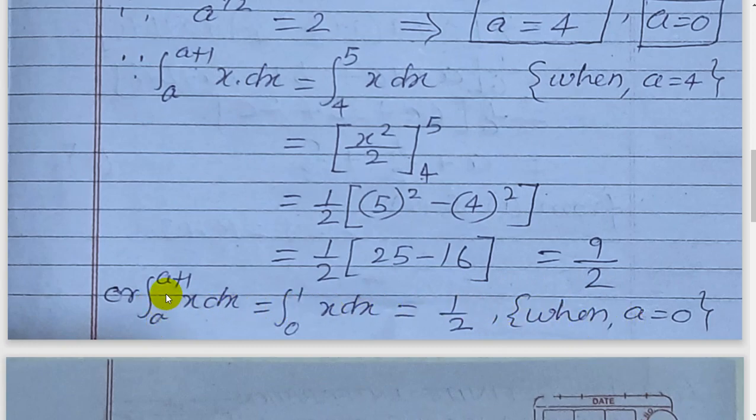So the integral from a to a plus 1 of x dx becomes the integral from 0 to 1 of x dx, that is half, because we put the same value here. So here we have 1 square minus 0 square for this integral. So half into 1 square minus 0 square, that is 1 by 2. So we have two values. When a equal to 0, its value is 1 by 2. When a equal to 4, its value is 9 by 2. So there are two answers, 1 by 2 and 9 upon 2, for two different values of a, 0 and 4.